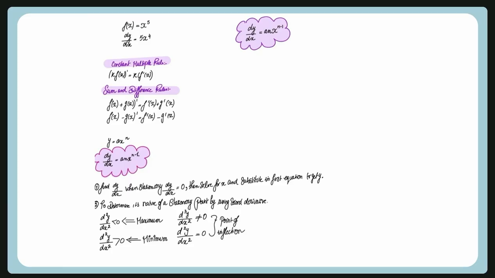So then you have an equation, which is a x to the power of n, so it is a n x to the power of n minus 1. So find dy over dx. Similarly, set dy over dx equal to 0, solve for x and substitute it in the first equation to get y. To determine the nature of a stationary point, we also use the second derivative. If it's less than 0, it's a maximum, and if it's greater than 0, it's a minimum. And if the first derivative is equal to 0 and the second derivative is also equal to 0, then it's a point of inflection.